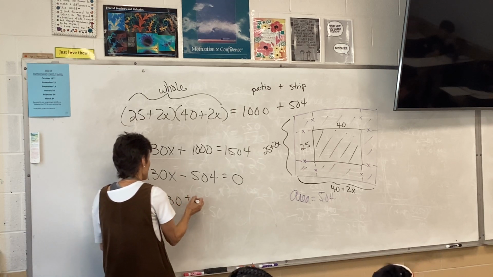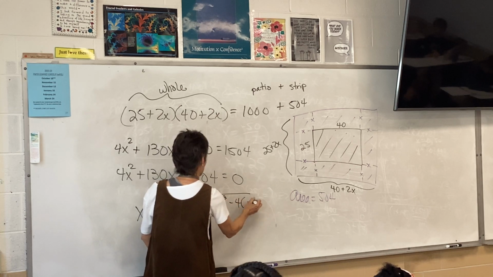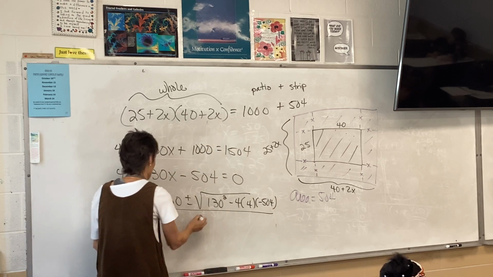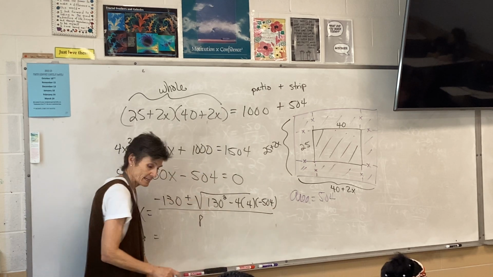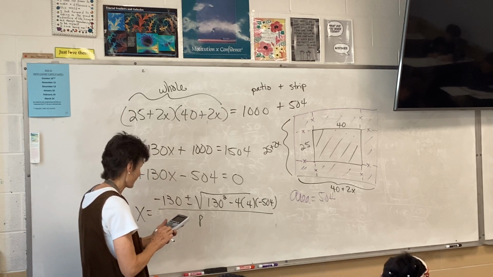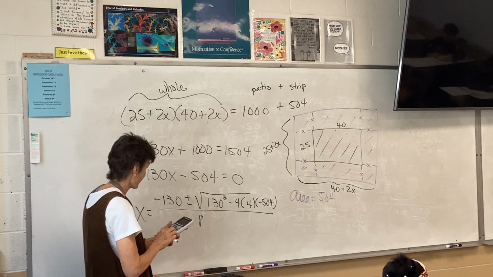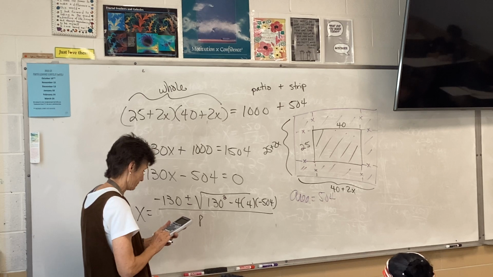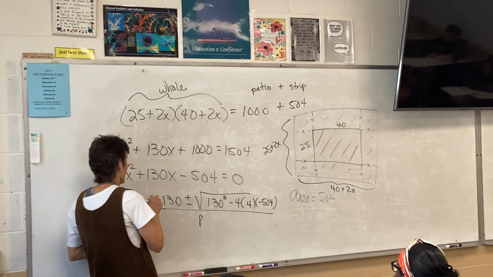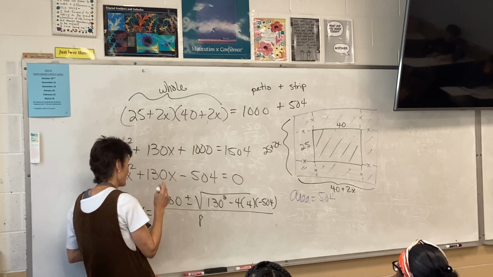So negative b plus or minus the square root of b squared minus 4ac. I could have probably divided out a 2 before I started, but oh well, too late now. I think it would make a fraction there. You could, but it would make a fraction.